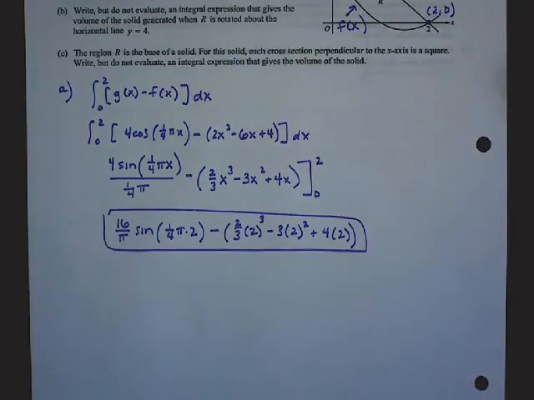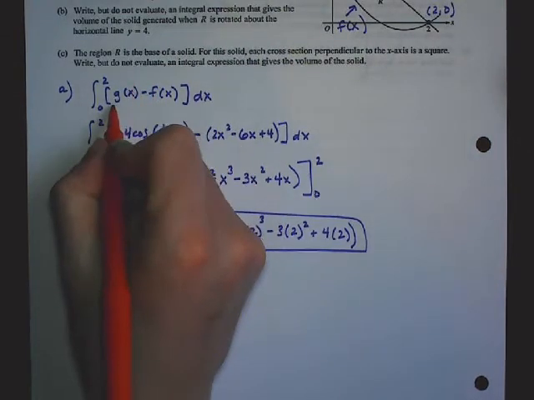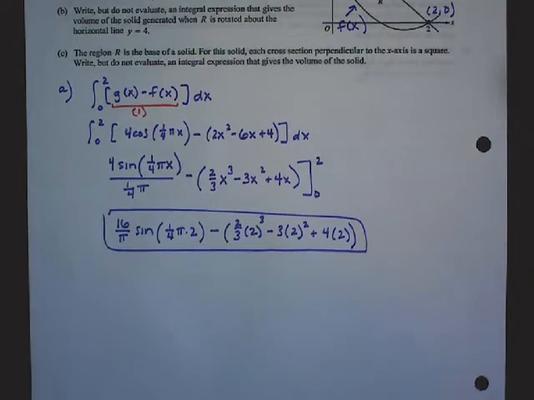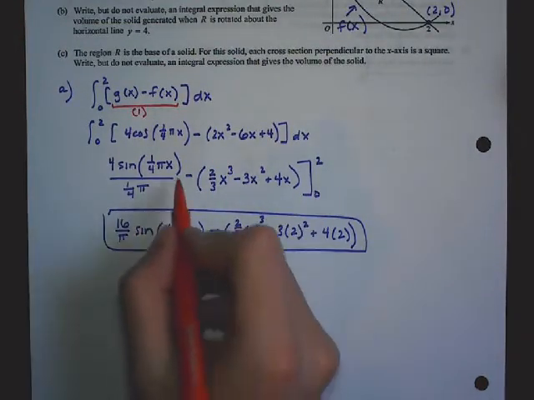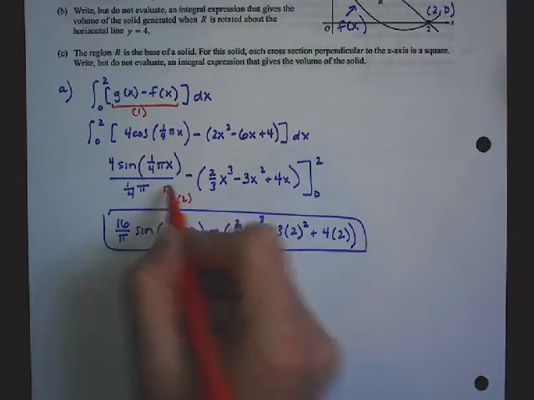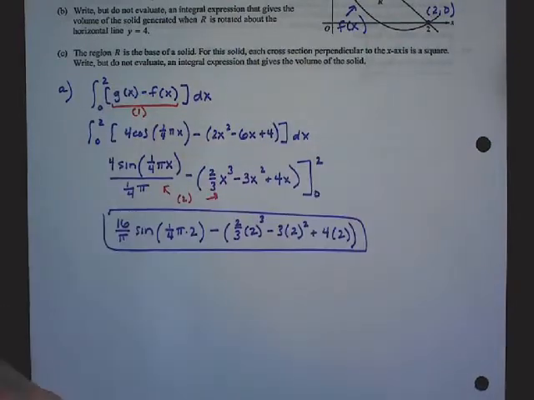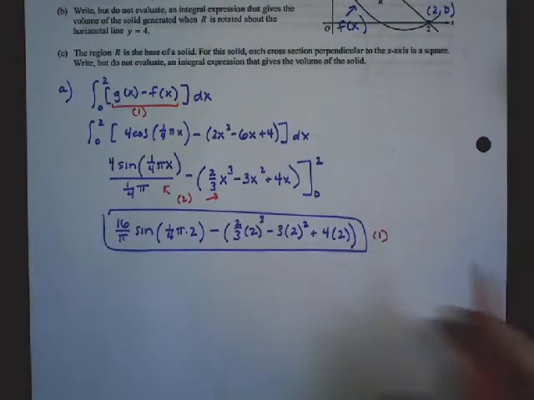If this was on the AP exam and they were scoring it, here's how you would get your points for this part. This integrand here would be 1 point, just understanding which function was on top, so g of x minus f of x. They'd give you 2 points for your antiderivative. My guess is that if you got this portion right but this portion wrong, you get 1 point or vice versa. And then 1 point for your final answer. Okay, so that's part A.